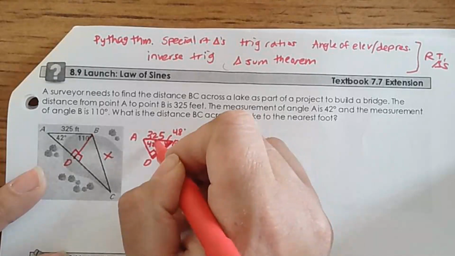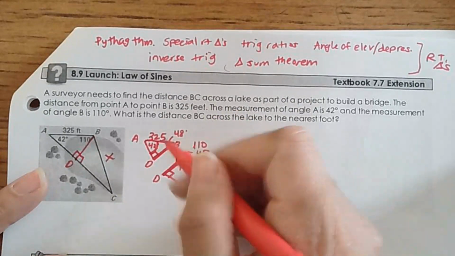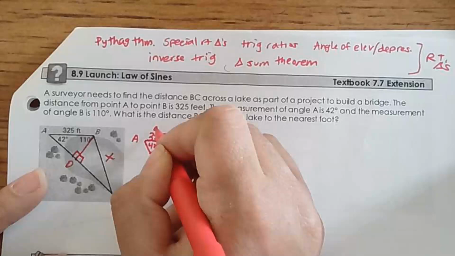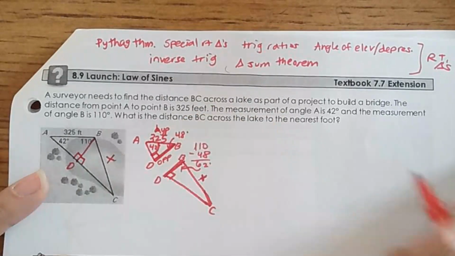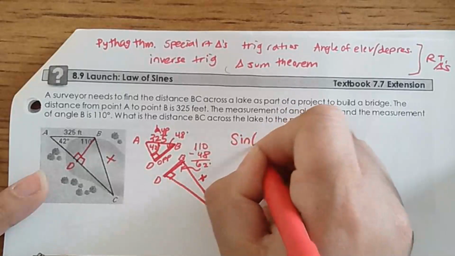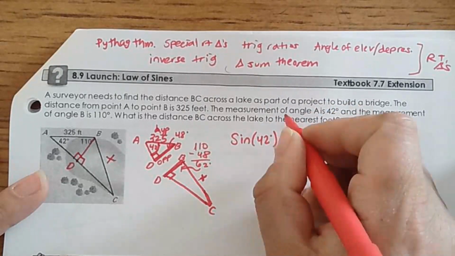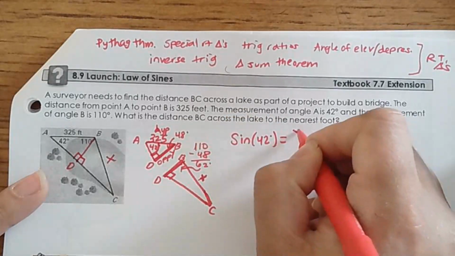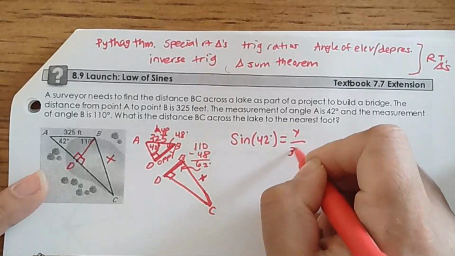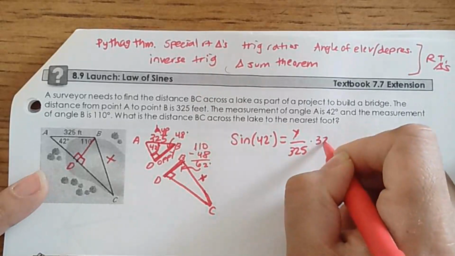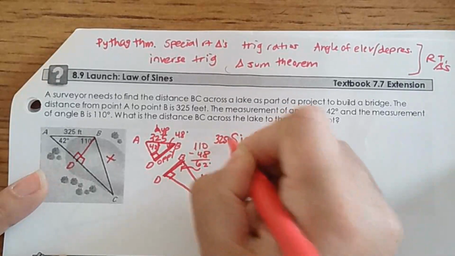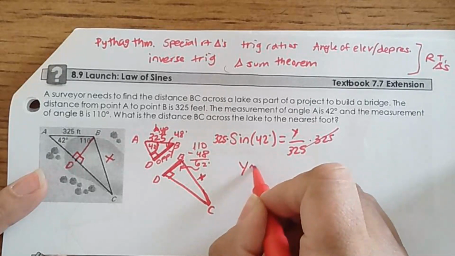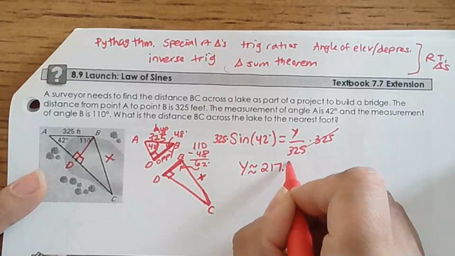I'm going to use this 42 degrees with opposite, and this side here is the hypotenuse because it's across from the right angle. So I'm going to start with sine of 42 degrees is equal to the opposite, which was BD, which I don't want to call X, so I'm going to call Y here, divided by 325. When I solve this, you know we multiply by 325. We'll grab our calculator and type it in, and that comes out to approximately, for Y, 217.4674.